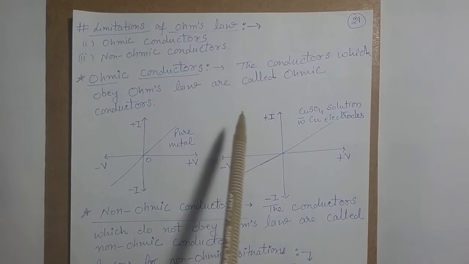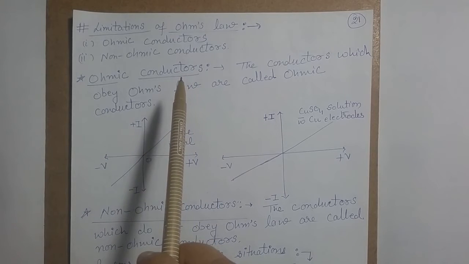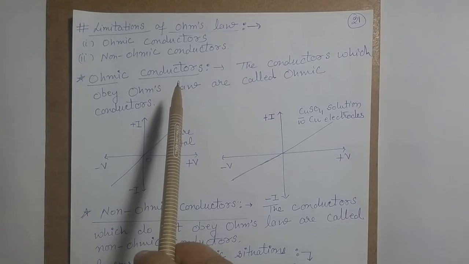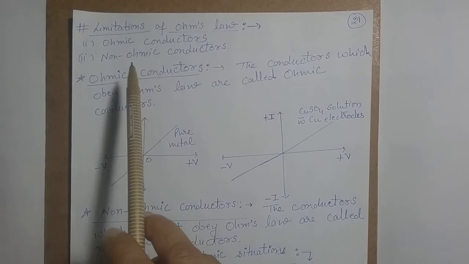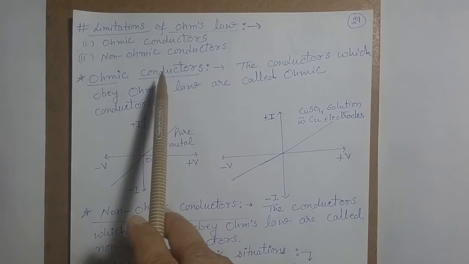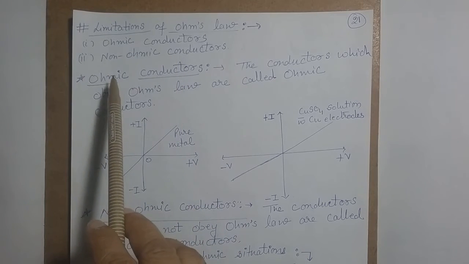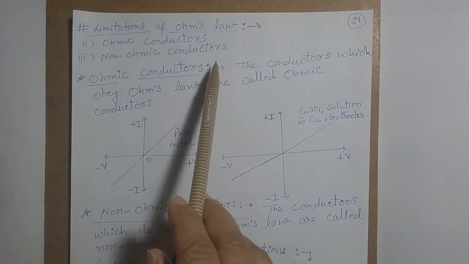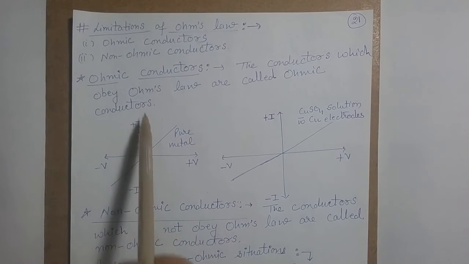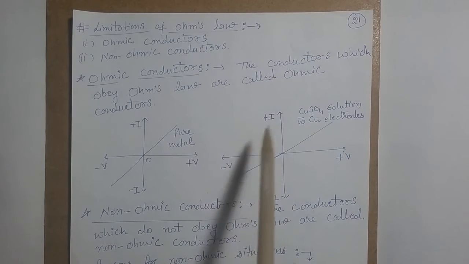Ohm's law is not equally applicable to all the materials that exist in nature. Ohm's law is not equally applicable for all the metals. So, in terms of limitation of Ohm's law, we can categorize the conductors in two different categories: one is ohmic conductors, another one is non-ohmic conductors. What are ohmic conductors? Those conductors which obey Ohm's law are called ohmic conductors.